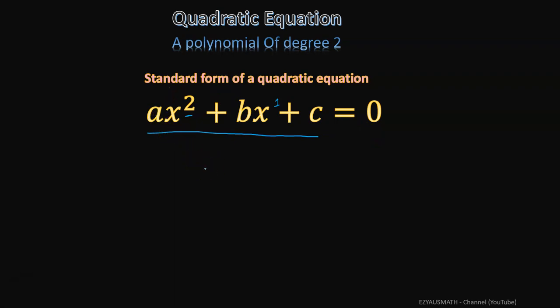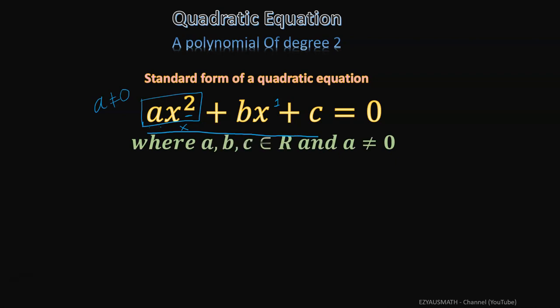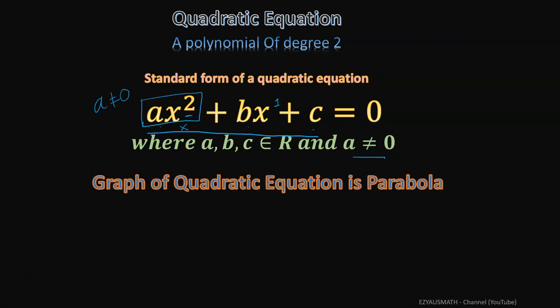Here one important thing to note is that the coefficient of x squared, that is a, should never be equal to 0, because if a is equal to 0 the term containing the degree, that is highest power 2, that is x squared, will vanish and this will no longer be a quadratic equation. So whenever we write a standard form of a quadratic equation, we have to keep in mind that a should never be equal to 0. Okay, so we can say that b can be 0, c can also be 0, but a can never be 0.